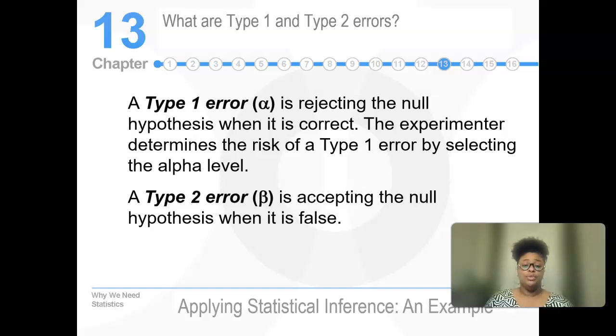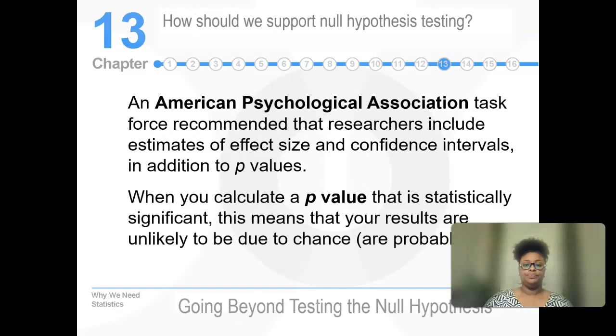Whereas a type 2 error is the opposite. So I'm accepting the null hypothesis when it is false. I'm saying that there's no significant difference when it actually is a significant difference. And that is the differentiation between a type 1 error and a type 2 error.